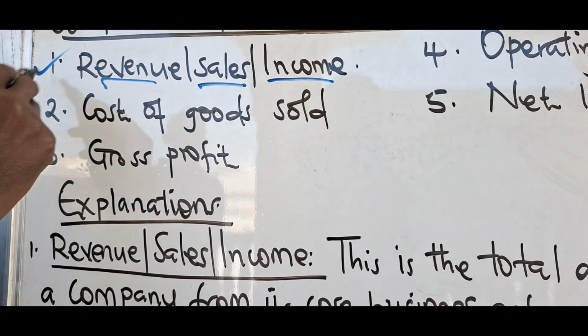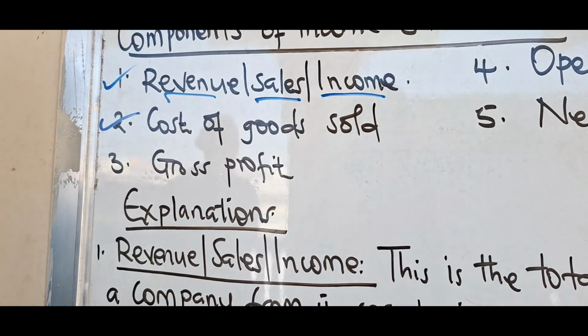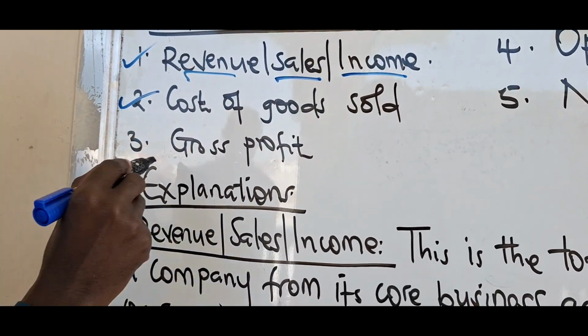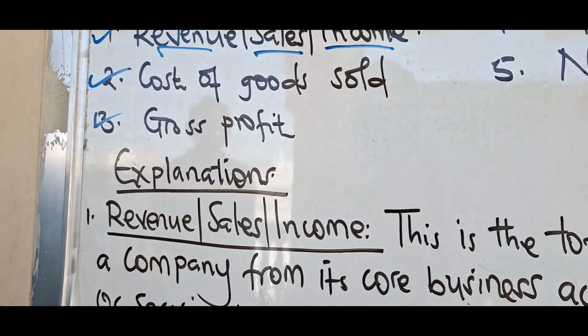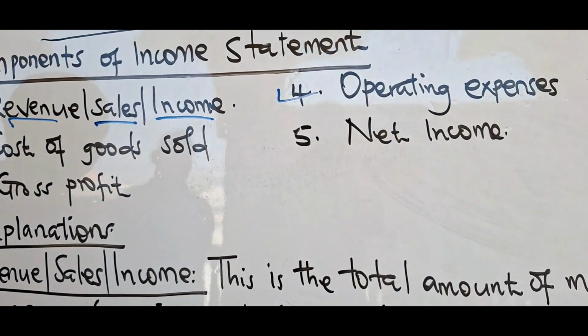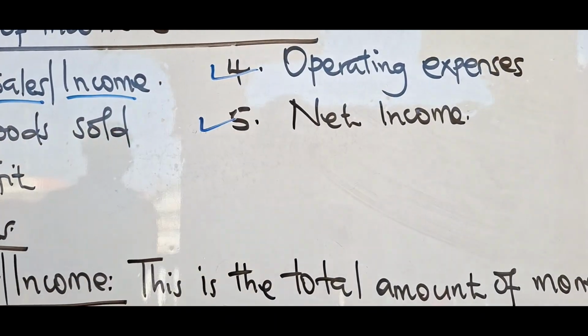Then we need to know that it must have the cost of goods sold. We are going to look at it in detail. We need to find the gross profit. It has operating expenses and net income.